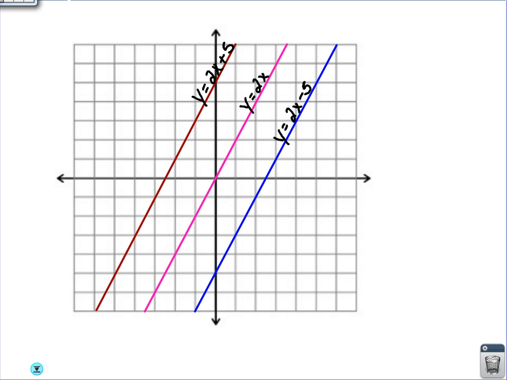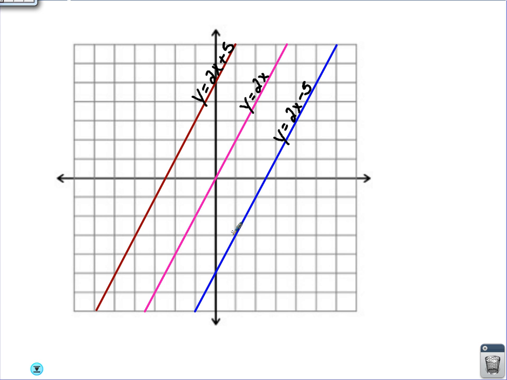The first thing I noticed, what I've done here is I've actually graphed 3 different lines. And you can use t-tables to do this. Later on we'll talk about a shortcut way of doing it. But I've graphed y equals 2x plus 5 in red, y equals 2x in pink, and y equals 2x minus 5 in blue. And what I notice here is it looks like pretty much the same line except just moved up and down.